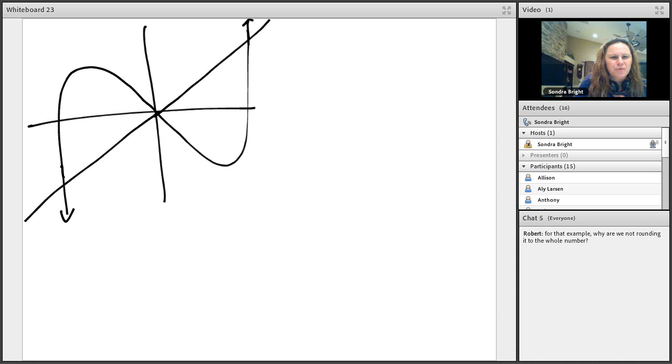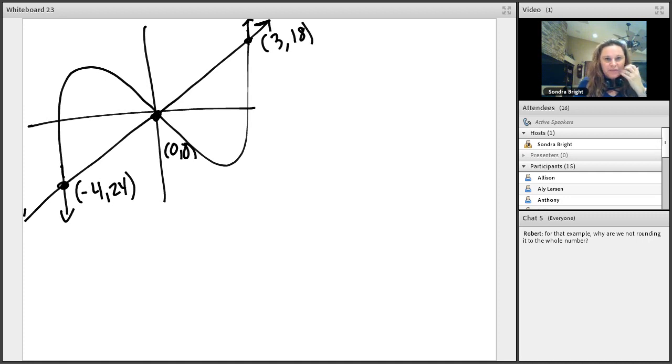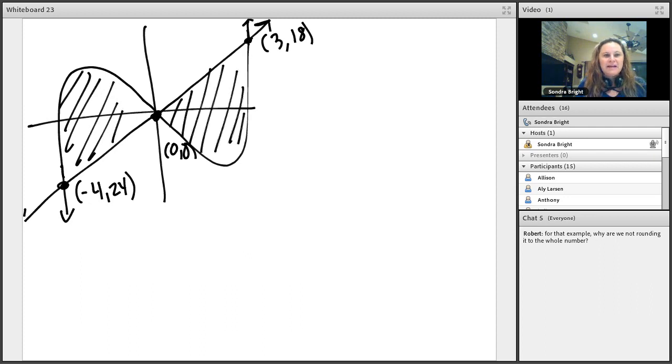I just drew my cubic wrong, which will absolutely mess up the whole thing. It still does intersect here. I had those ones right. Negative 4 and 24. Here at 0, 0. And here at 3, 18. Those were my intersection points. And we're wanting to find the area between the two curves, between that guy and that guy and that guy and that guy. Sorry about drawing that last one.